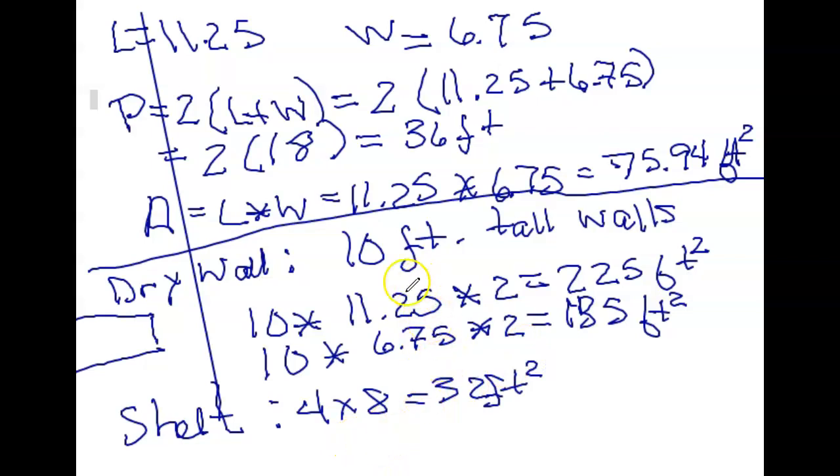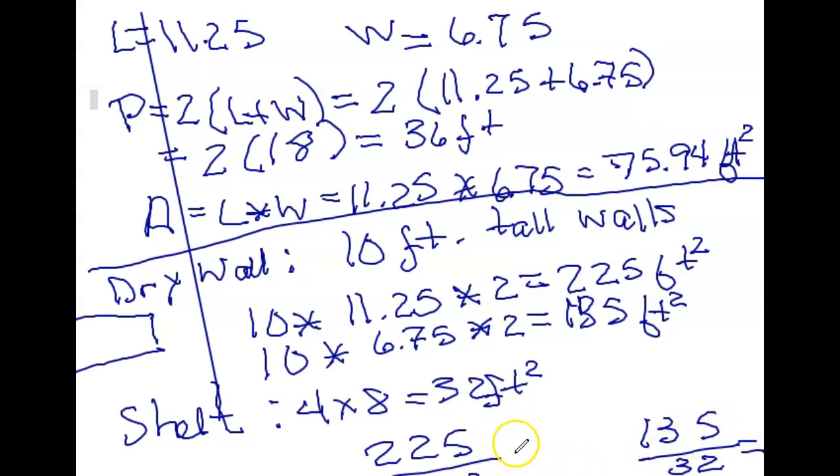So for each of these measurements, I need to figure out how many 32s go into each of these. So I'm going to take 225 and divide it by 32, and I'm going to take 135 and divide it by 32. And that's going to tell me how many sheets I need to go around this room.